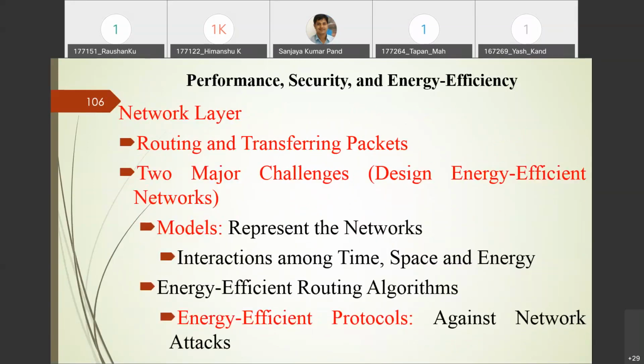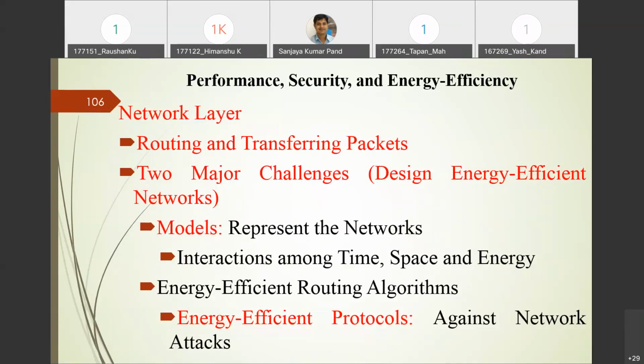The last layer is your network layer. In the network layer, you know that in computer networks there are many protocols, like AODV and DSR protocols, which are responsible for routing. Routing is nothing but finding a path from a source to a destination, how efficiently you can reach the destination. That is nothing but transferring the packet from a particular source to the destination. You require routing. So there are two major challenges here.